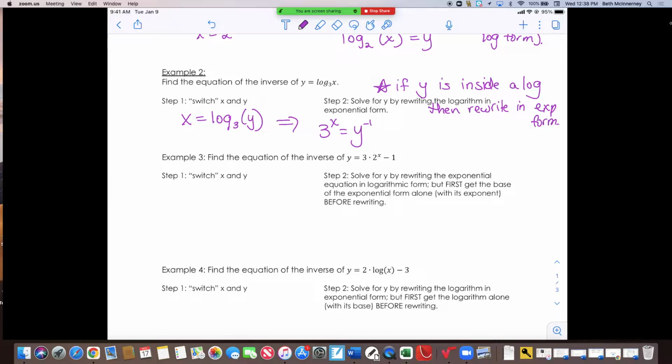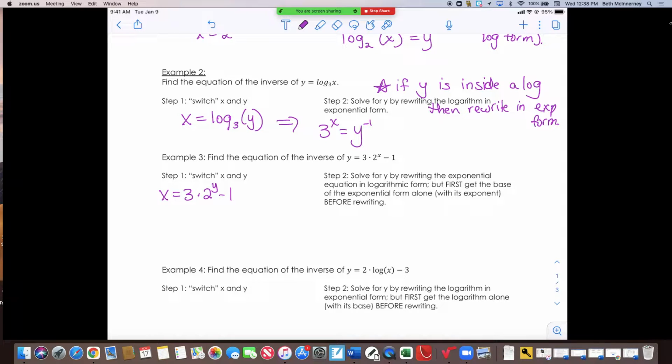So let's look at example 3. It says find the equation of the inverse of y equals 3 times 2 to the x power minus 1. So we're going to switch the x and the y. So you now need, we're trying to solve this for y, but you have to first get the base alone. So what do I need to do first? What would be my first step in trying to get the exponential?